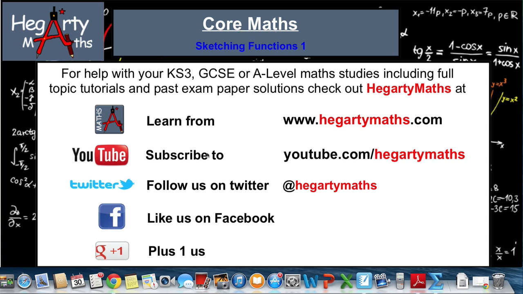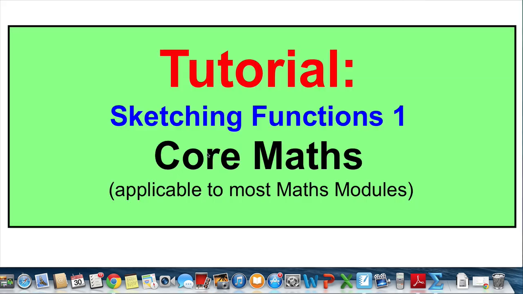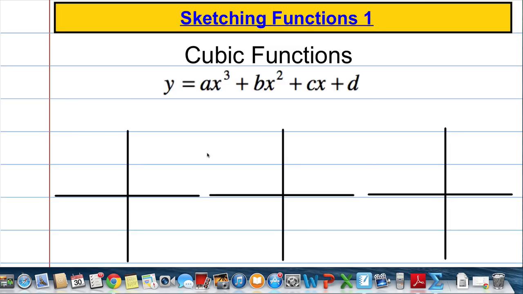It's Mr. Arnold here, and in this video we're going to be looking at some core maths techniques, namely sketching functions. And in this video I'm really going to focus on cubic functions. Cubic functions are given in the form ax cubed plus bx squared plus cx plus d. They're called cubic functions because the highest power of x is a cube.